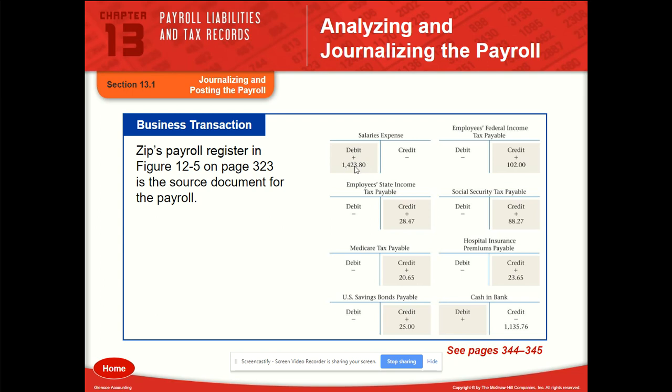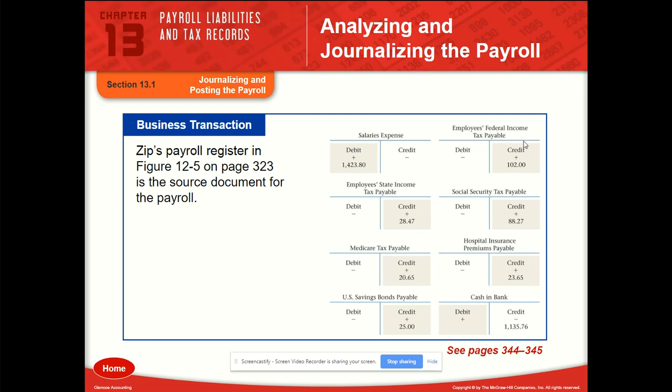Well, we have a gross salaries expense, right? But the salaries expense is 1,423.80, and the actual net pay to the employees for that period of time is $1,135.76.